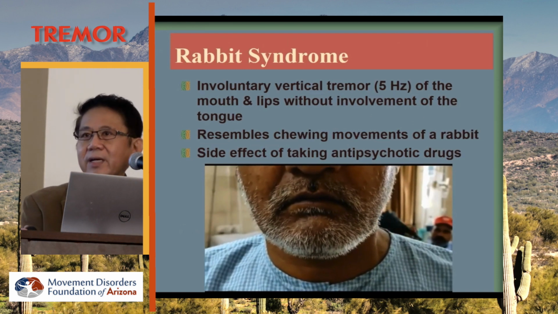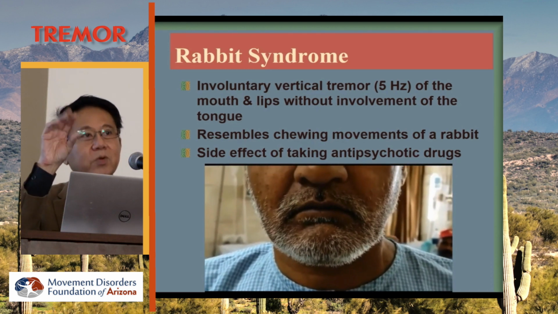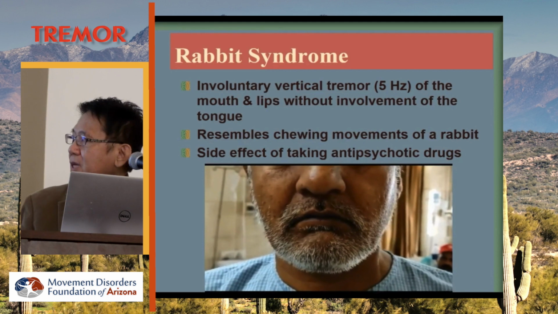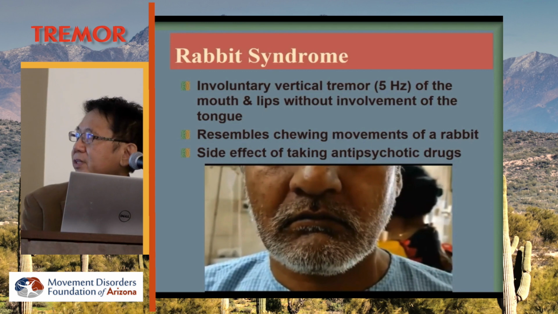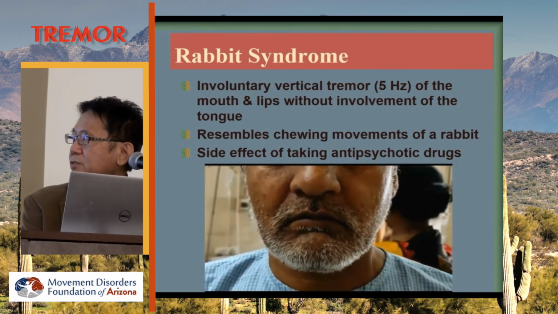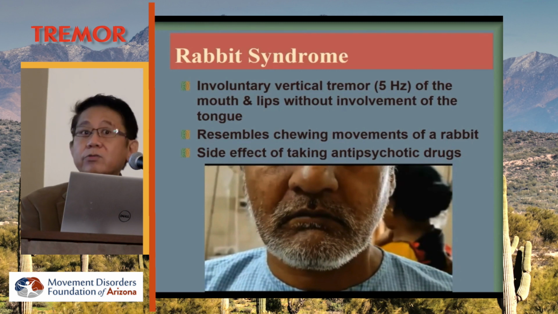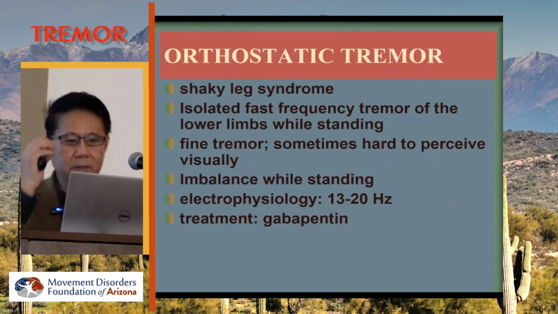Now there's this interesting tremor condition called rabbit syndrome. So the rabbit, if you notice, has a constantly moving nose and mouth, right? Even at baseline. So you see here a vertical movement of the chin and of the lips. Whenever I see the vertical movement and I measure this with surface EMG, the frequency is about 5 to 6 hertz. Then I say, okay, this must be drug-induced. So this is a drug-induced tremor, usually caused by antipsychotic drugs. And this is reversible.